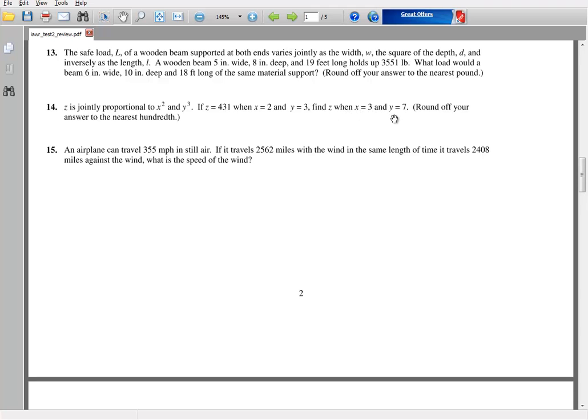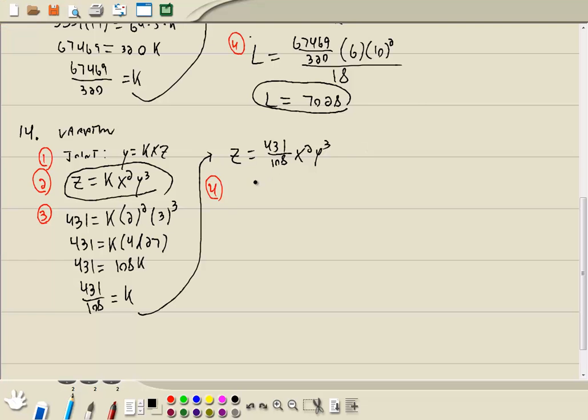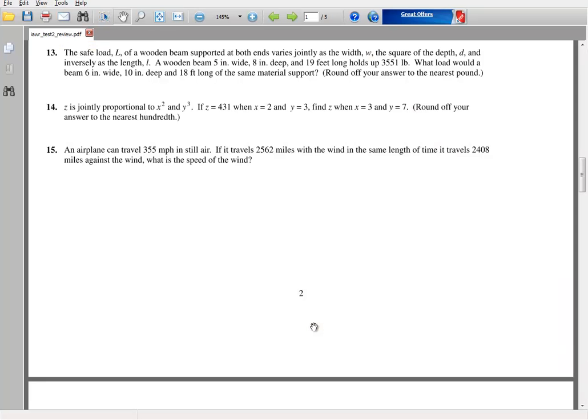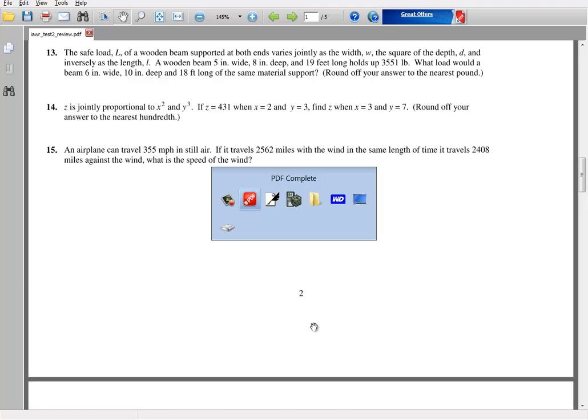Find z when x is 3 and y is 7. So x is 3 and y is 7. X is 3 and y is 7. Round off your answer to the nearest hundredth.